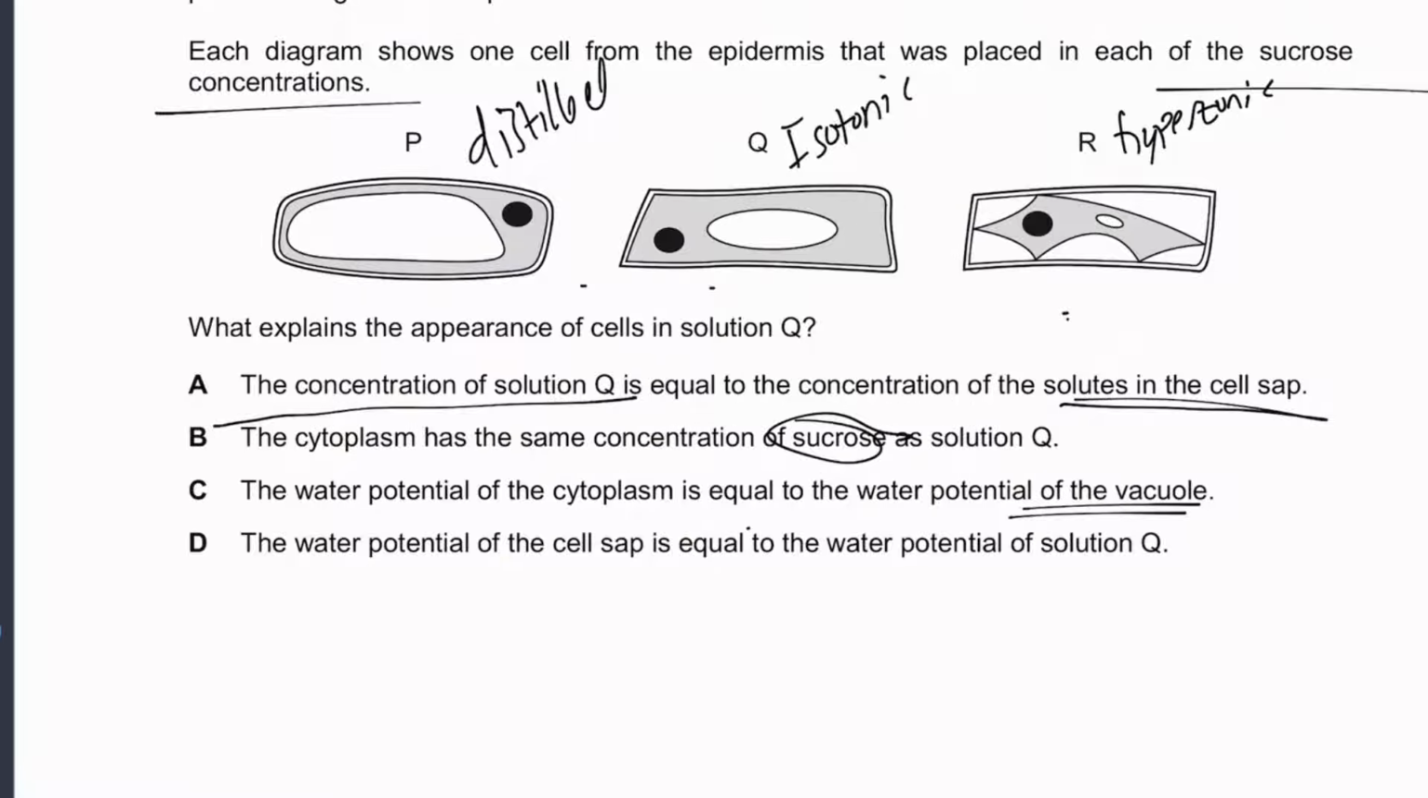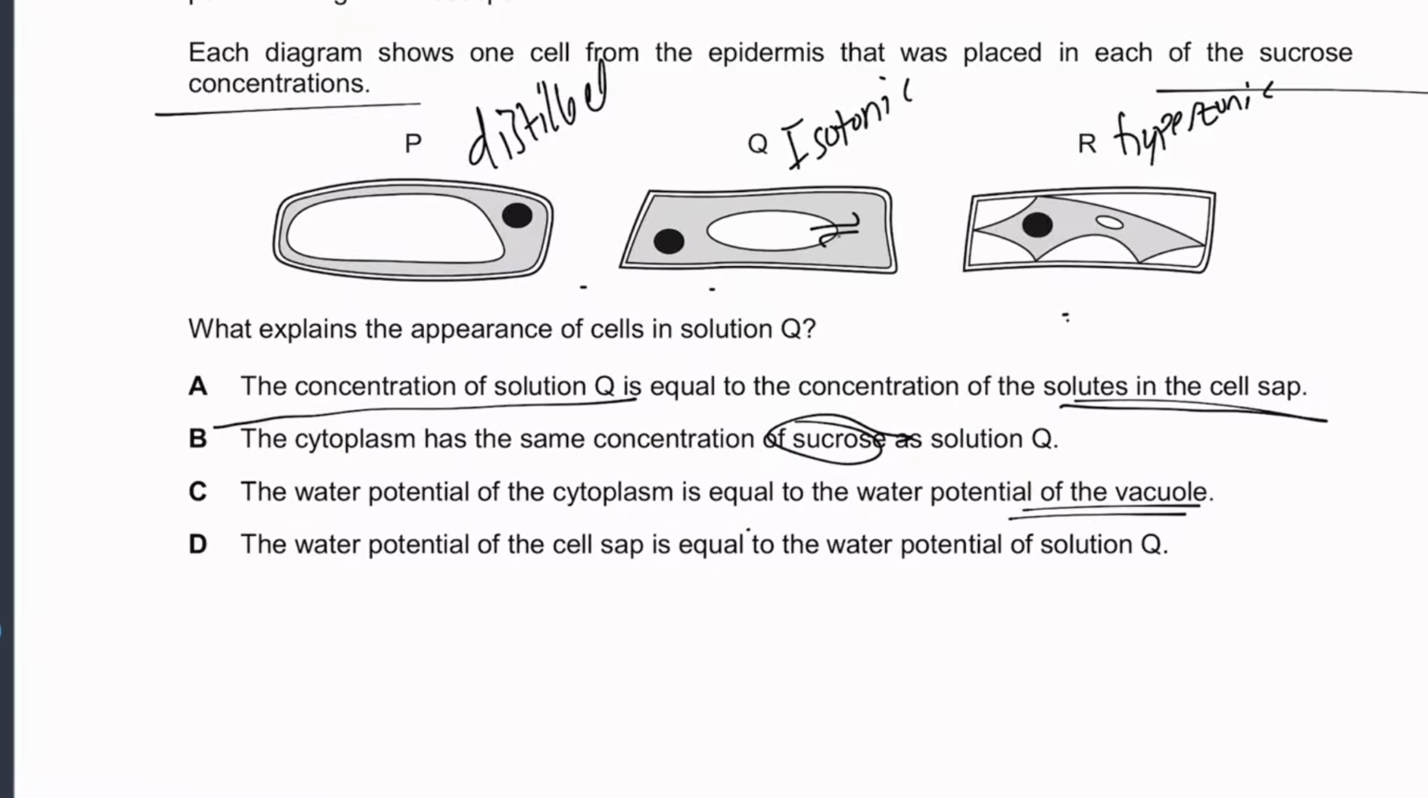The vacuole and cytoplasm, the osmosis or diffusion is going to happen there, whereas we're looking for what happens between outside and inside, and that's going to be equilibrium. Water potential of the cell sap is equal to the water potential of solution Q. This is what I'm looking for. Osmosis is the reason that the shape of the cell is changing, and that's why I'm looking for water potential specifically, where water potential is equal to the water potential outside because it's an isotonic solution.